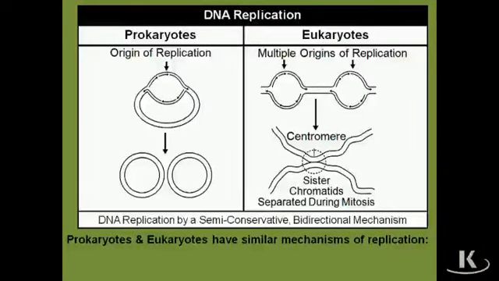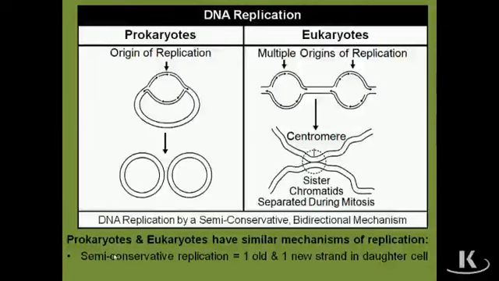So if you compare DNA replication between prokaryotes and eukaryotes, you see that they're fairly similar. There are similar mechanisms of replication. For example, they're both semi-conservative. What does semi-conservative mean? Well, when you take a strand and you duplicate it, each of the new daughter strands will have one old piece of DNA and one of the newer pieces of DNA that was synthesized. So replication is semi-conservative. One of the old strands of DNA is conserved in each daughter cell.